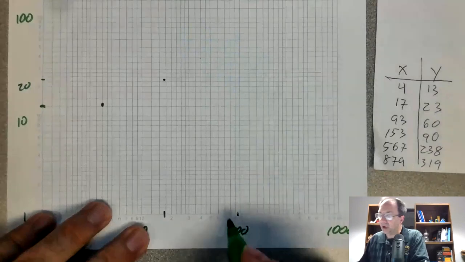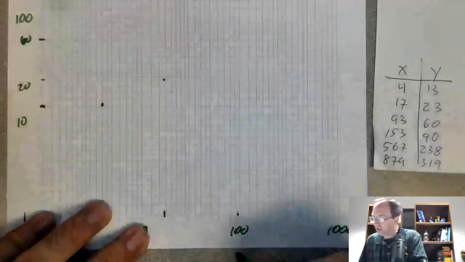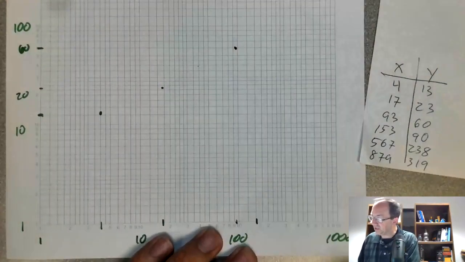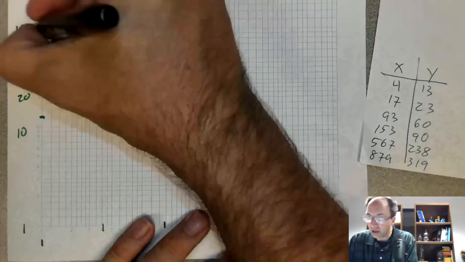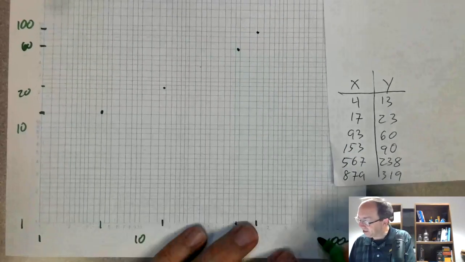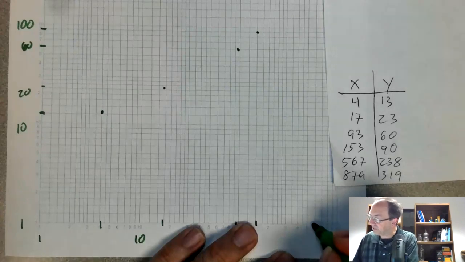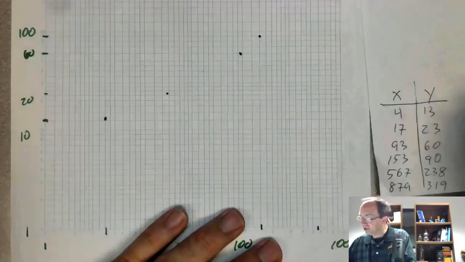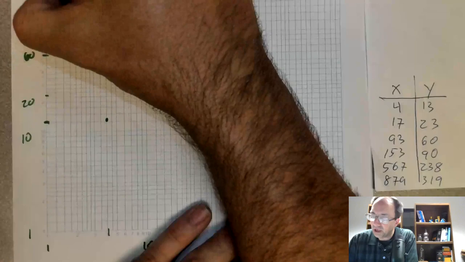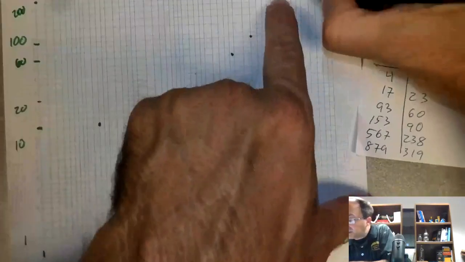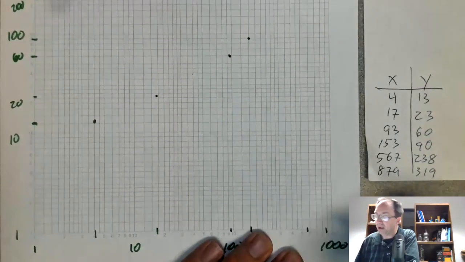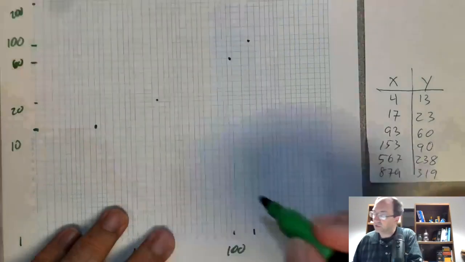93 is going to be real close to 100, and of course 60 is right on the line. It's about there. 153 is going to be real close to the midpoint between 100 and 200, and 90 is here, so about there. 567, there's no more individual lines, so we'll just have to estimate about there. Up to 238. This is 200, so 238 is probably in there somewhere. I'm going to say it's about there. And finally, 879 is going to be about there. And 319, we'll say it's there.